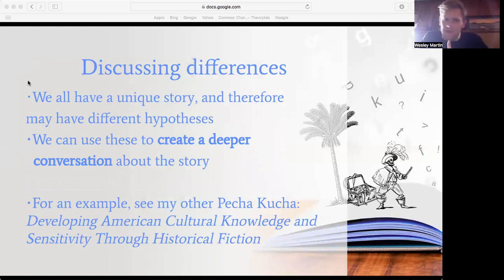So one last little note. We all have a unique story, and therefore we may have different hypotheses, a bit of bias, right? So we should create a conversation based on this, right, with other students to see whose details, you know, which ones get closer to the mark, maybe.